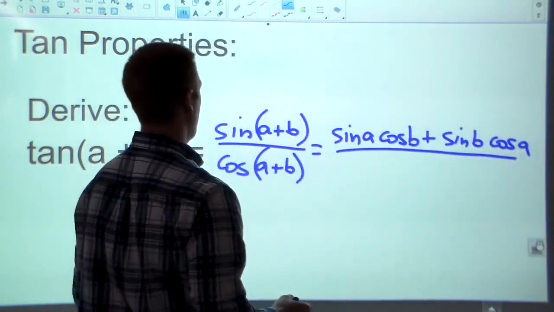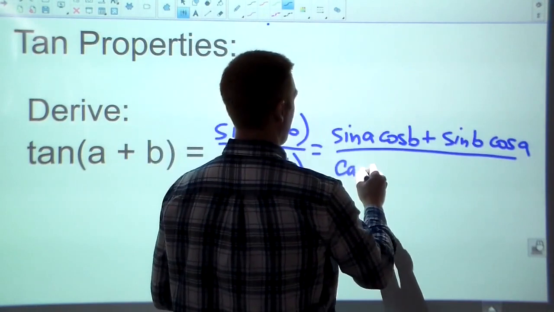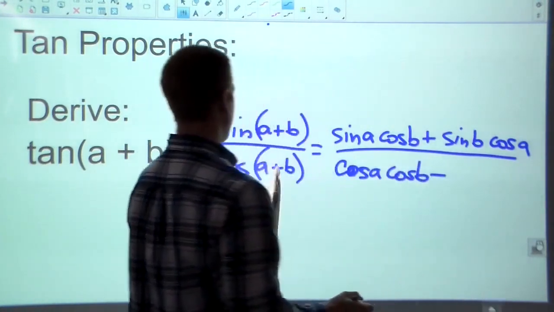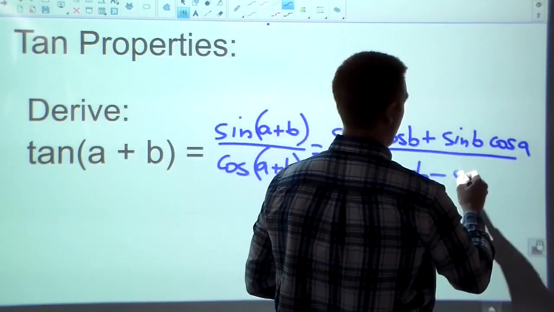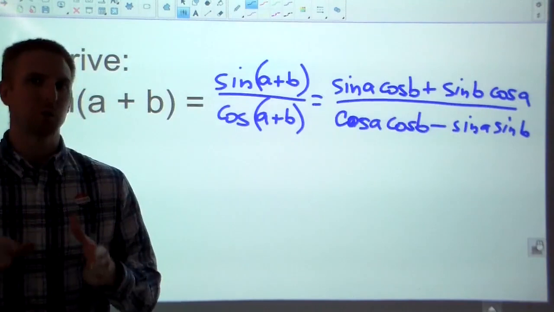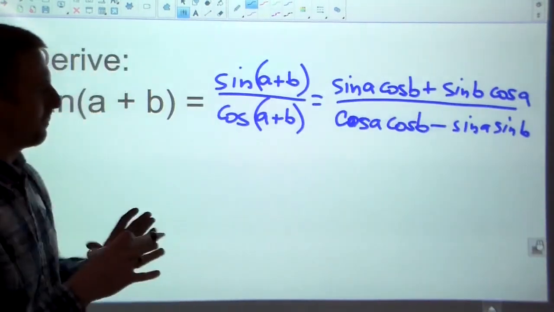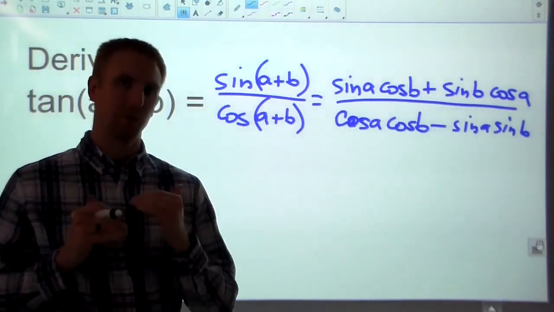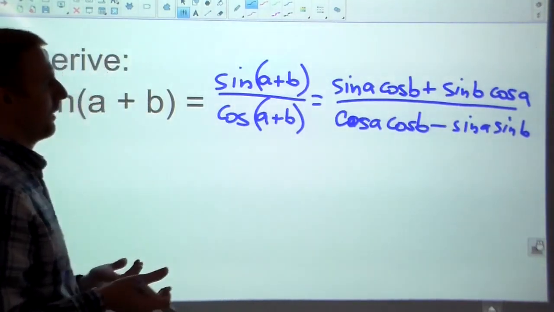On the bottom, cosine A plus B would be cosine A times cosine B minus, because if that's a plus, this is the opposite, sine A sine B. This is the trick step here. There's a lot of ways you can probably reconcile this and eventually get there, but this is the most efficient route, and it involves kind of a weird idea.